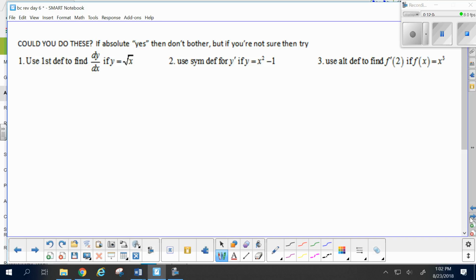Same goes here. You need to be able to do those, and on a college exam, you would probably be asked to do that, but you'll never be asked to do that on an AP exam, all right?